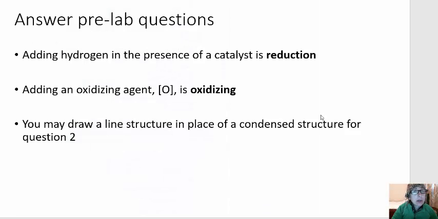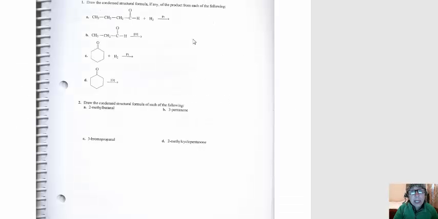Be sure to answer all of the pre-lab questions. Adding hydrogen in the presence of a catalyst is reduction, and adding an oxidizing agent is oxidizing. So the pre-lab study questions tell you to draw the condensed structural formula, if any, of the product from each of the following. So you see the addition of hydrogen, that means this chemical is being reduced. If you see O in brackets, that means that this chemical is being oxidized.